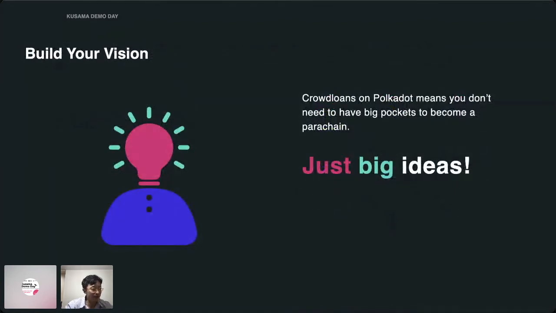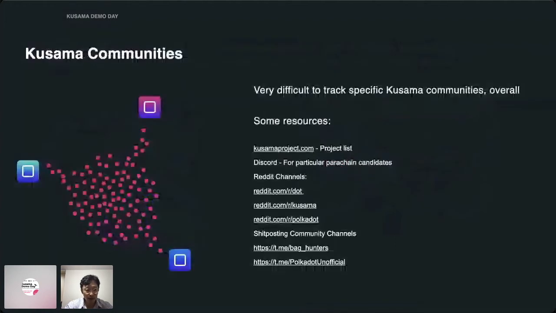So the pitch that Parity often has for projects, or for users, is that doing crowd loans on Polkadot means you don't necessarily need to have big pockets to become a parachain, just big ideas, right? But that also presumes that you're able to find the right communities within the Polkadot ecosystem and Kusama ecosystem to support your endeavors. So unfortunately, it's quite difficult to track specific Kusama communities because it's so distributed and because there are many different types of identities, as I mentioned, and many different types of communities within the broader Kusama community.